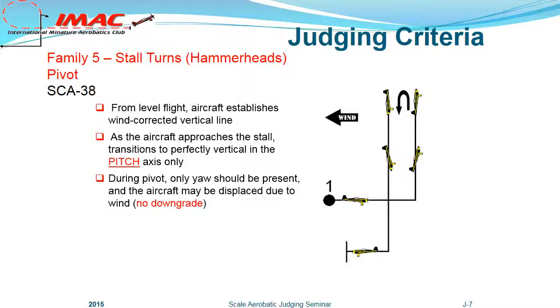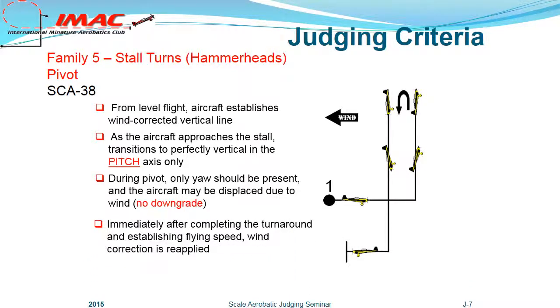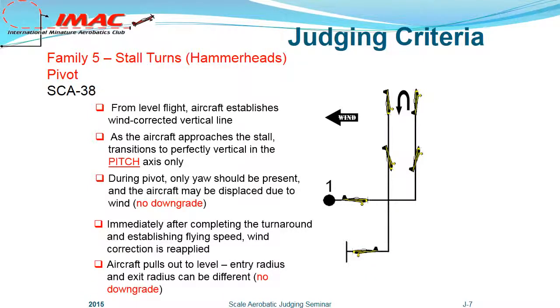Once the pivot is complete, the reference point for the vertical downline is established. When flying speed on the downline is regained, the pilot re-establishes the necessary wind correction. At the bottom of the line, the aircraft returns to level flight. Note that the entry and exit radii can be different with no penalty.